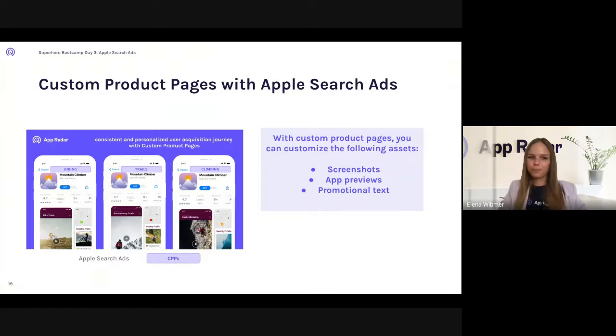And then you showcase and highlight again that biking feature. That will for sure increase your conversion rates and help you to lower the acquisition costs. With custom product pages, you can actually customize the screenshots, you can customize the app preview video, and also provide information within promotional texts. When you optimize for those three things, always keep in mind, not only when you use it for custom product pages, but also in general for your store listing.